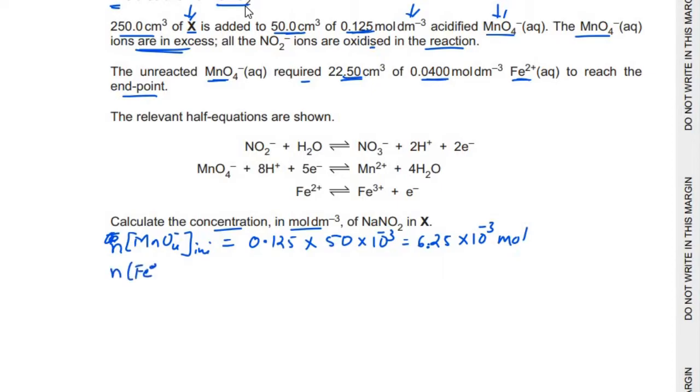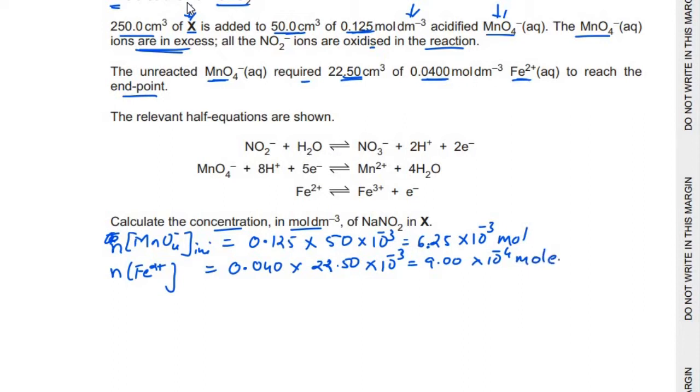So moles of Fe2+ used is again volume into concentration. So concentration is 0.040 multiplied by 22.50, again changing into dm cube we have to multiply it by 10 power minus 3. Answer is 9.00 into 10 power minus 4 moles.